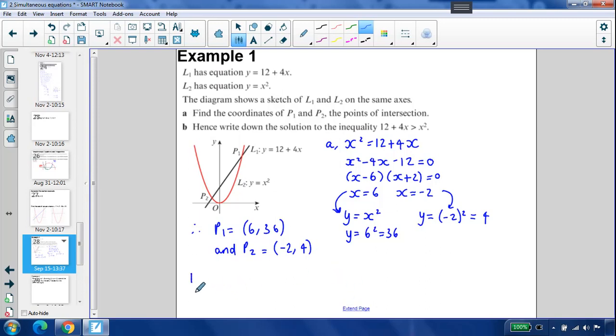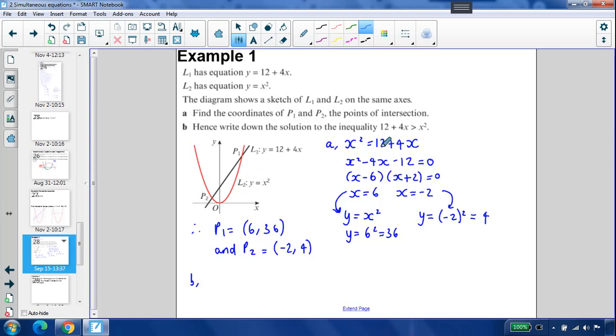Let's move on to part B then. It says, hence write down the solution of the inequality 12 plus 4x is greater than x squared. Well, 12 plus 4x is L1, line 1, the black line, and x squared is L2, the red line. So it's asking us really when the graph of L1, this line, is above the graph of L2. Well, it's above the graph of L2 between these two values.